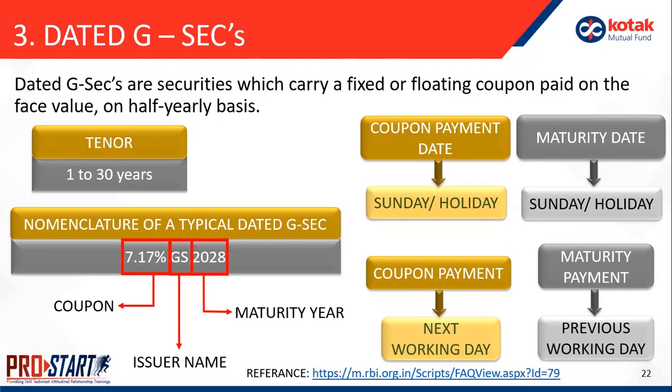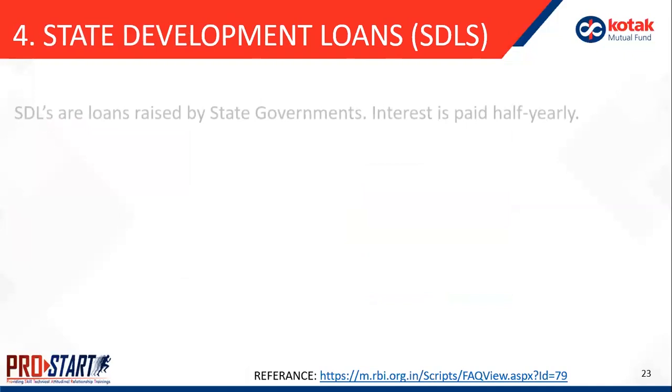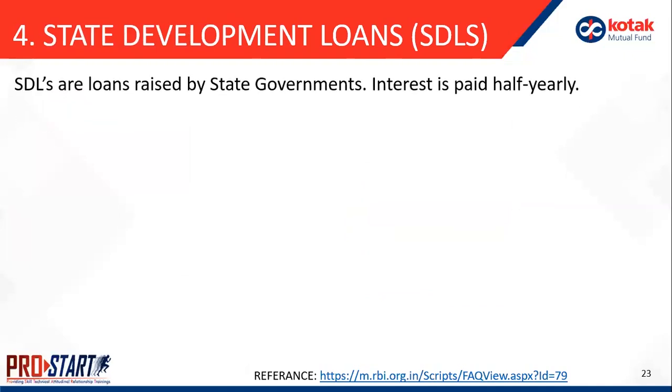The last of the G-Secs which we're going to look at today is the SDLs, or the state development loans. These are the loans which are raised by state governments. The interest here is paid half yearly.